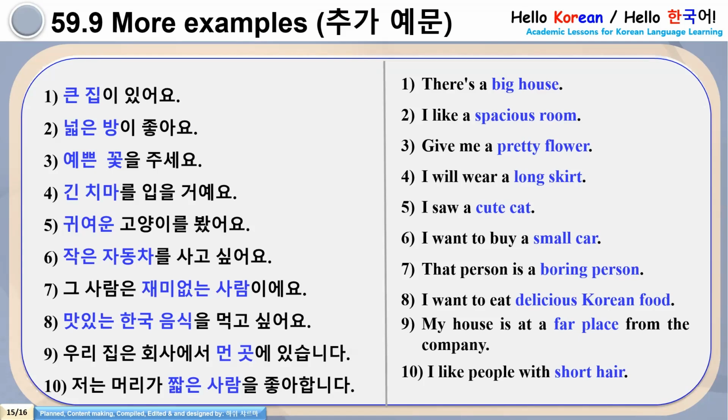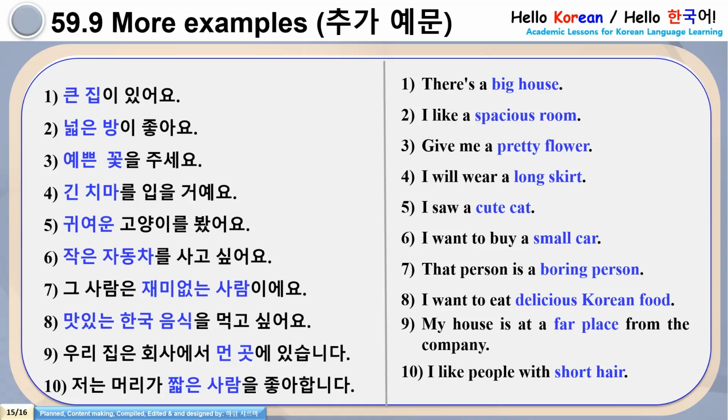I will read once. You have to do the repetition. Shall we start now? 시작 할까요, 여러분? 따라하세요. Please repeat with me. Number 1. 큰 집이 있어요. Number 2. 넓은 방이 좋아요. Number 3. 예쁜 꽃을 주세요. Number 4. 긴 치마를 입을 거예요. Number 5. 귀여운 고양이를 봤어요. Number 6. 작은 자동차를 사고 싶어요.